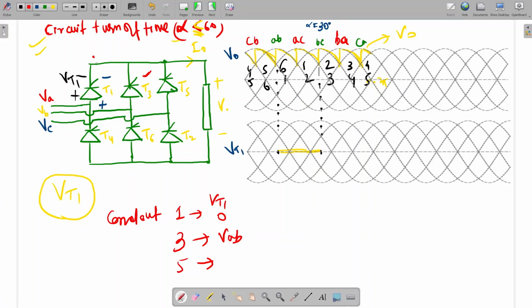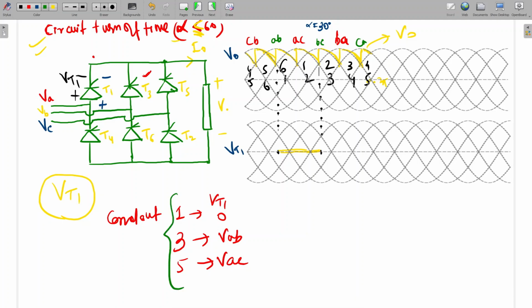If 5 conducts, C will be connected to the top point, so VT1 will be VAC. Is it clear? Otherwise I will explain again. Can anyone reply? We have used KVL, sir. See, just simple. A is already connected here. I want to calculate VT1. When T1 is on, this point will be short. So what will be the VT1 value? That will be 0.